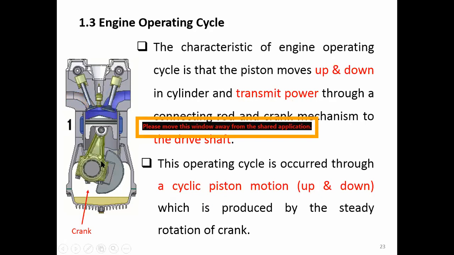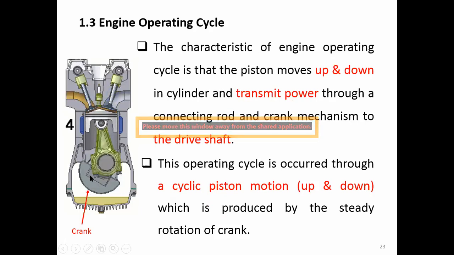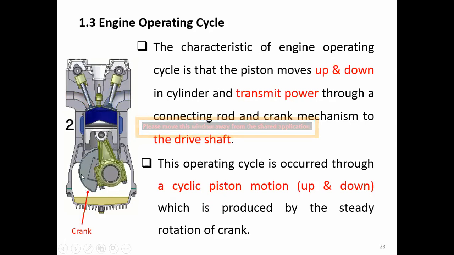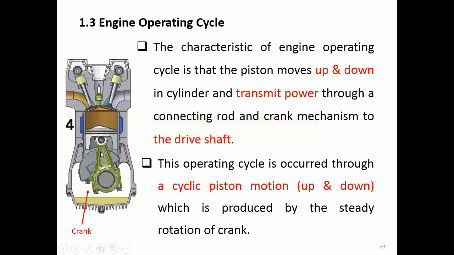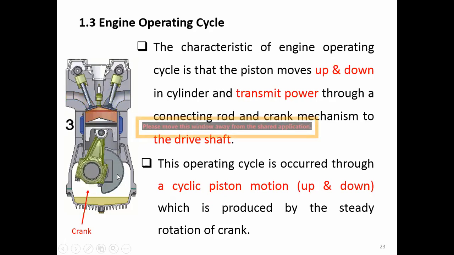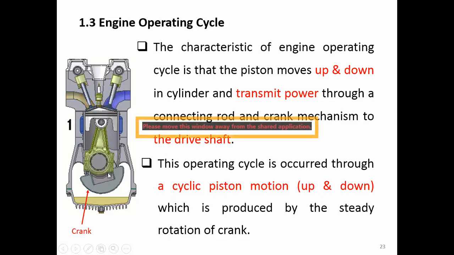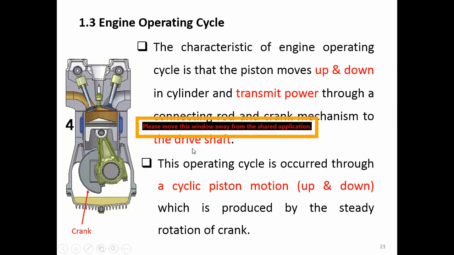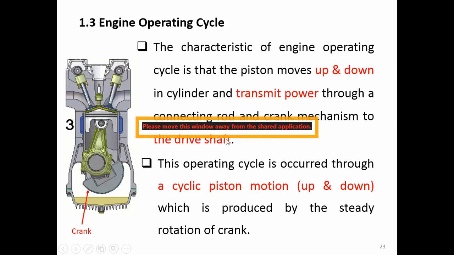This connecting rod will connect to the crank mechanism. The crank mechanism is this. This is what we call a crank. This is what we call the connecting rod here. It will connect with each other, and to the drive shaft here, in order to deliver the power. To deliver the power, we always need a shaft. This is the most important equipment in order to deliver the power.